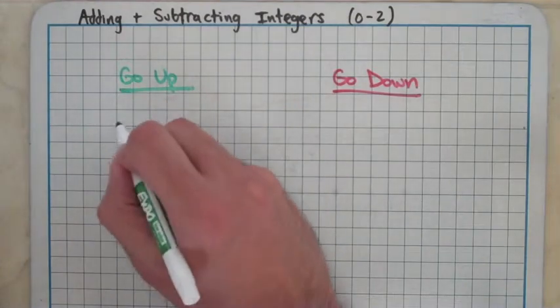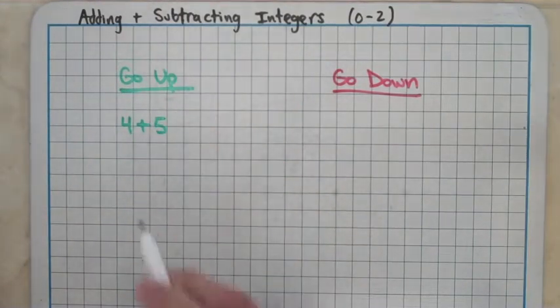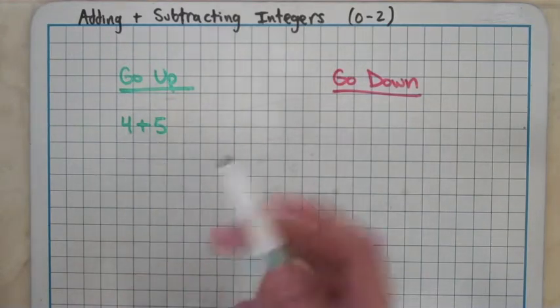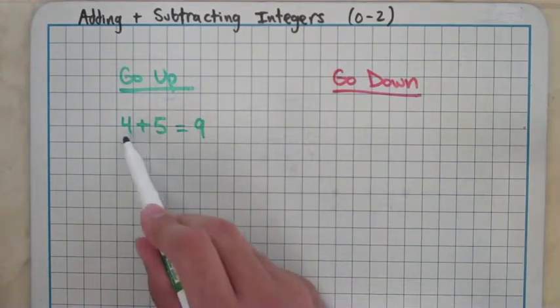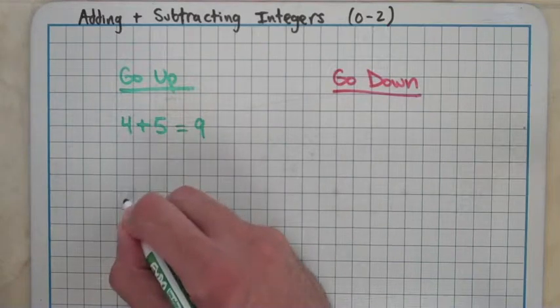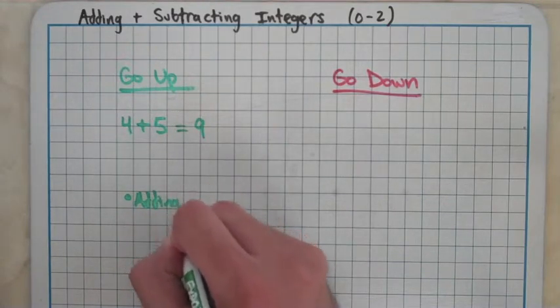So I might be doing something like 4 plus positive 5. This is a problem you guys have been doing for years and years. 4 plus 5 is just 9. That's pretty clear, and my answer is bigger than what I started with. When you add a positive, your answer goes up. So one thing that will make your answer go up is adding a positive.